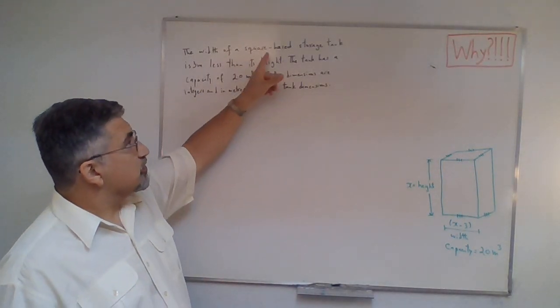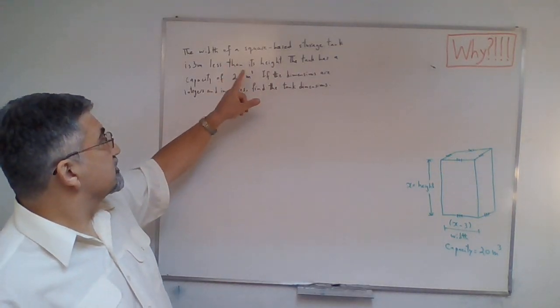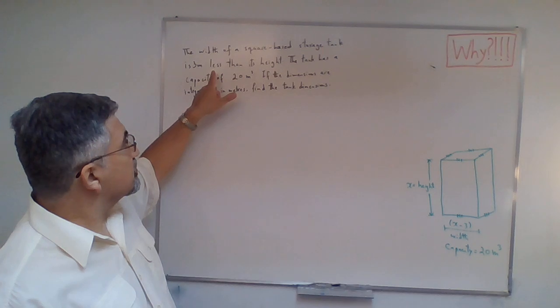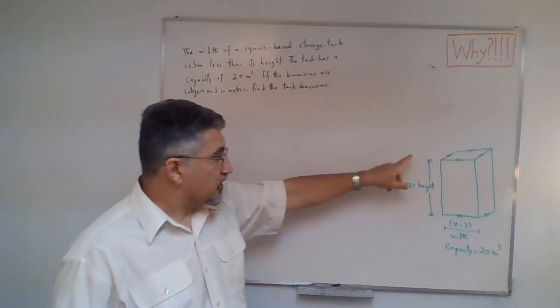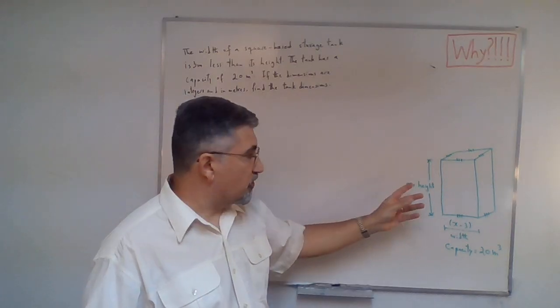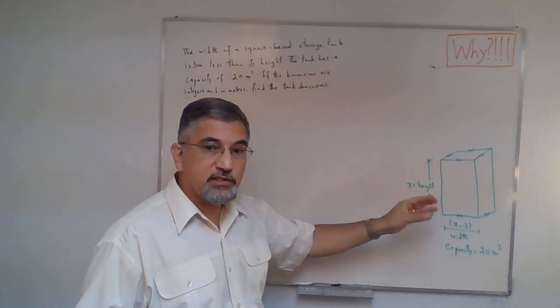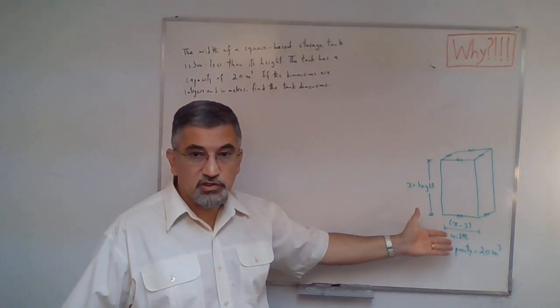The width of a square-based storage tank, this is a storage tank, and it's square-based, so all four sides are equal, is 3 meters less than its height. Okay, so this is the height. We don't know what the height is. I called it x. Okay, and the width is 3 meters less than the height. That is x minus 3, according to the given information in the problem.